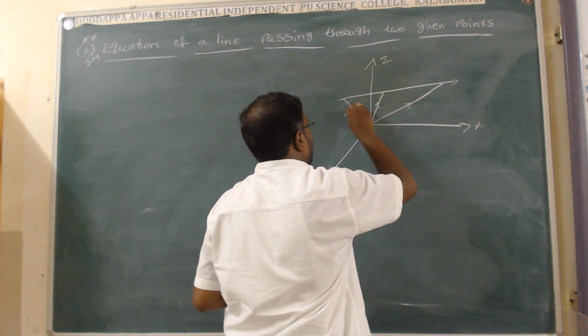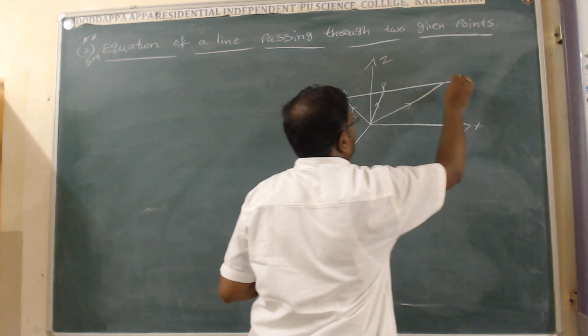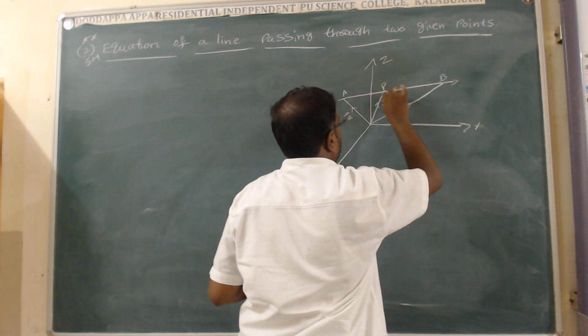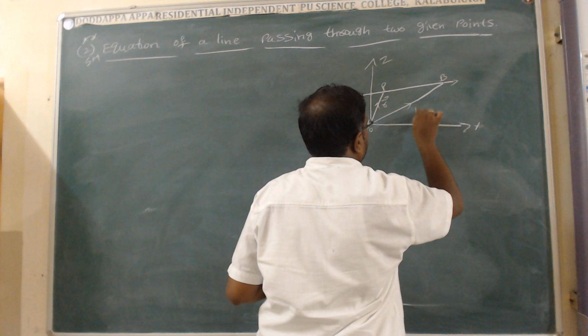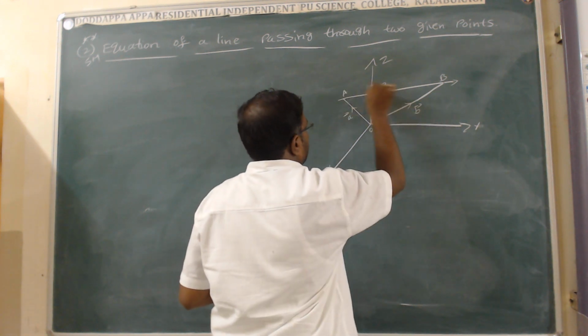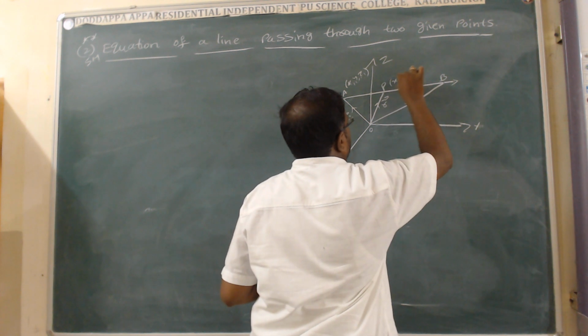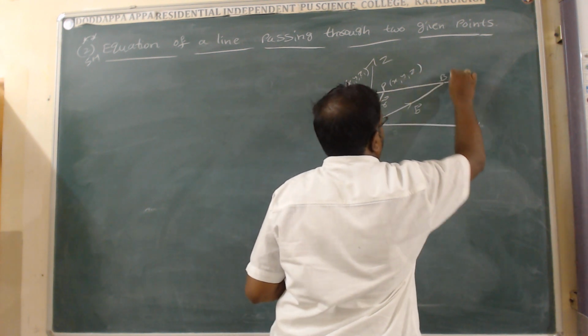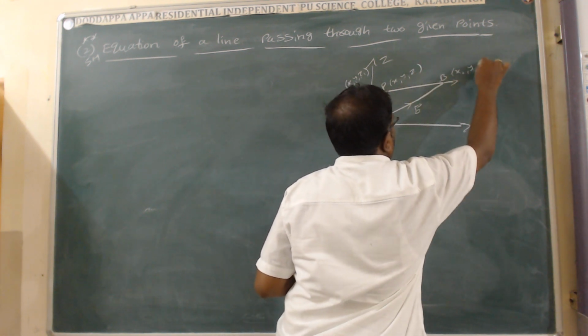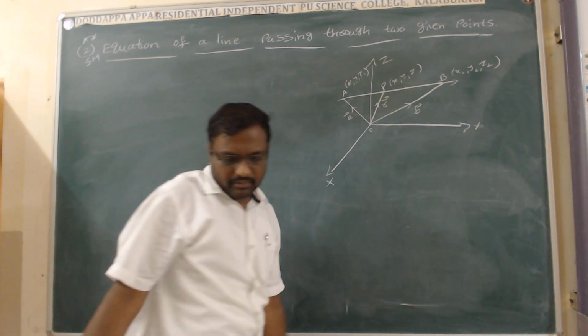This is vector A. This one is vector R. This one is vector B. A point is (x1, y1, z1). P is (x, y, z). B is (x2, y2, z2). Okay.